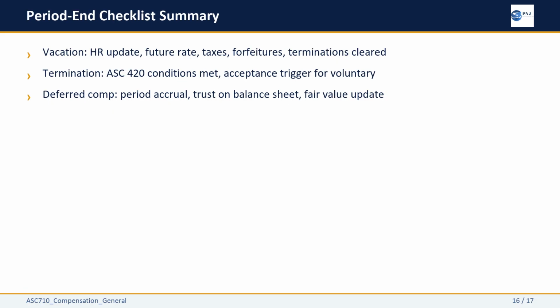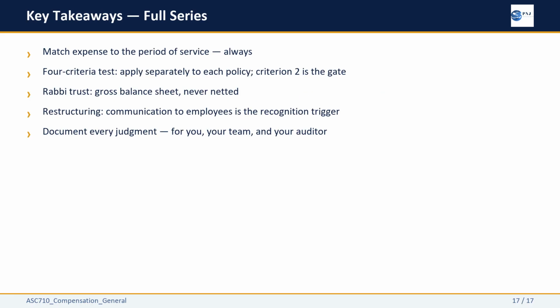Your 3-area period-end checklist: vacation and compensated absences, update from HR, apply the expected future pay rate, include payroll taxes, apply forfeitures, and verify terminated employees are cleared. Termination benefits: confirm all 4 ASC 420 conditions before recognizing restructuring liabilities, and confirm acceptance, not announcement, for voluntary offers. Deferred compensation: accrue for the current service period, confirm trust assets are on the balance sheet, and remeasure to fair value.